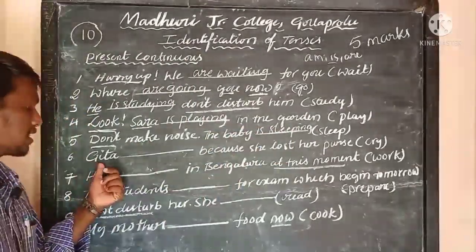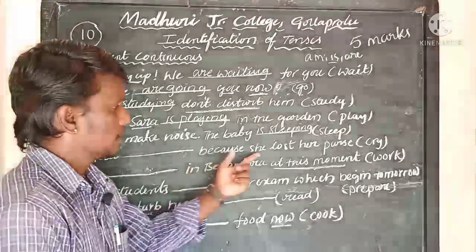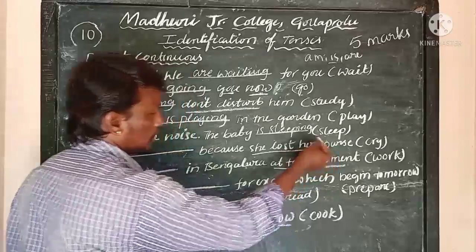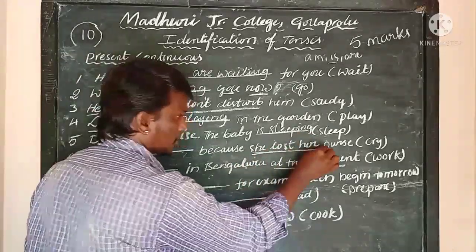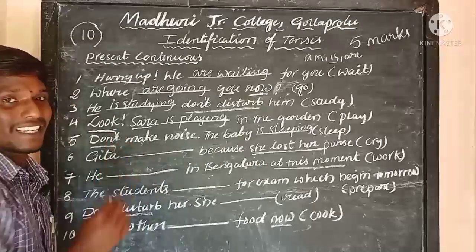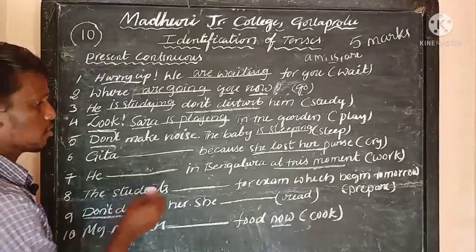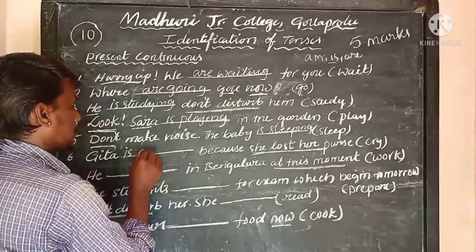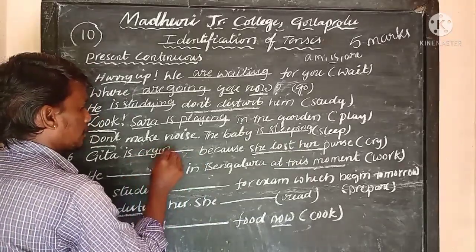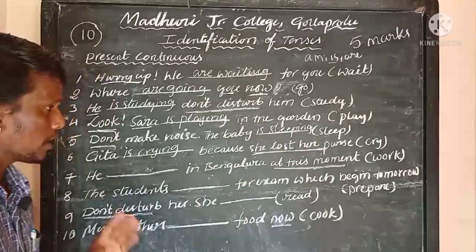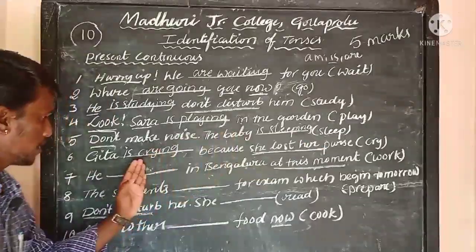Now coming to the Geeta dash, because she lost her purse. As she lost her purse, the cause is she lost her purse. The consequence is that Geeta is crying. What's the be form for Geeta here? Is. What is the verb? Cry. Cry plus ing form, crying. Geeta is crying because she lost her purse.